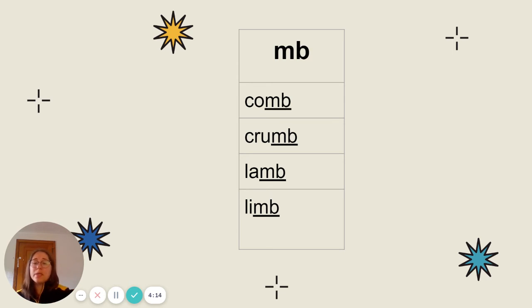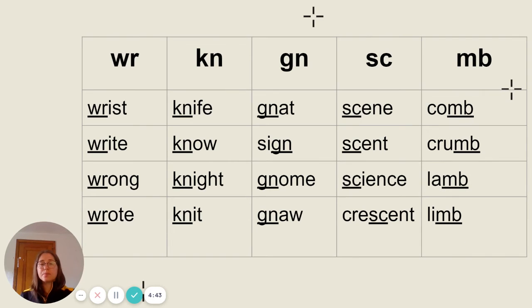Lastly, we have our silent letters MB. We do not hear the B in the words comb, crumb, lamb, and limb. So we don't say "com-b," "crum-b," "lam-b," or "lim-b." We just hear the M sound. Comb is spelled C-O-M-B. Crumb is spelled C-R-U-M-B. Lamb is spelled L-A-M-B. And limb is spelled L-I-M-B. Go ahead and copy those down and say them with me one more time. We have comb, crumb, lamb, and limb.